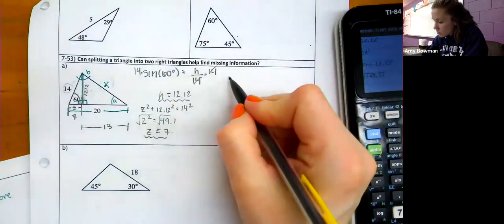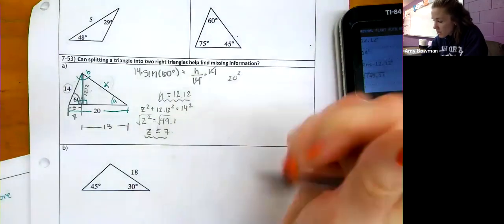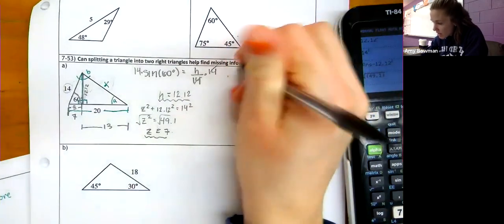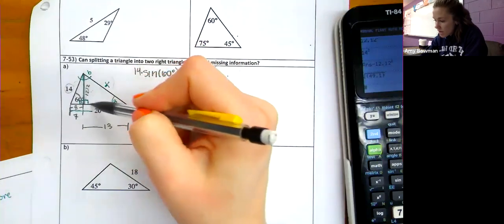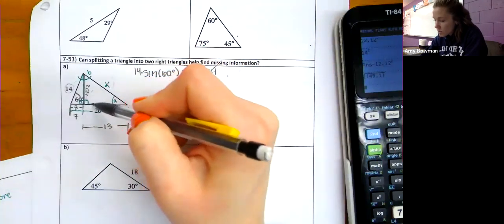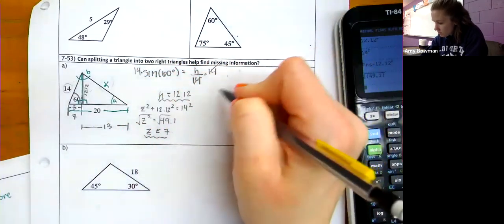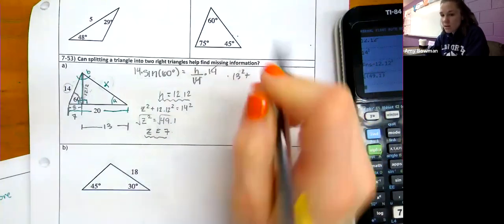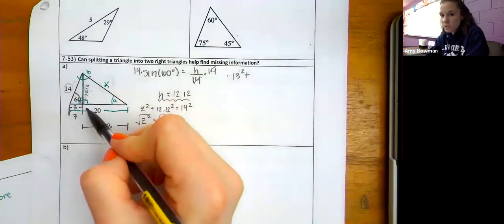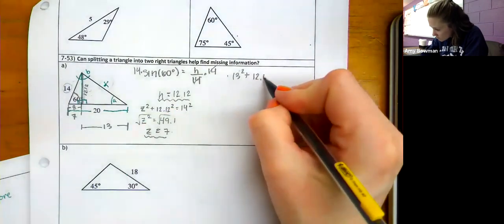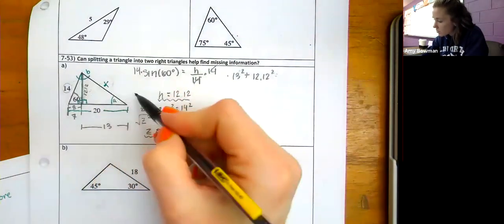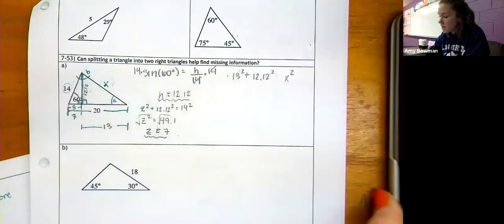So let's write that. So 20 squared, I'm sorry, not 20, 13. I'm using the Pythagorean theorem on this right-hand side triangle. So 13 squared plus 12.12 squared equals X squared. All right, so let's crunch these numbers.